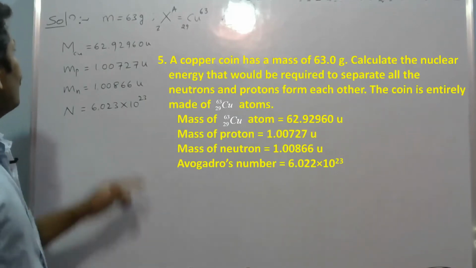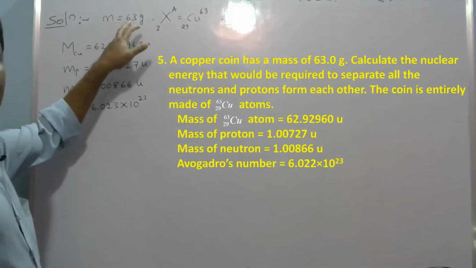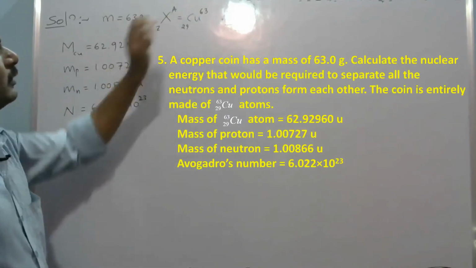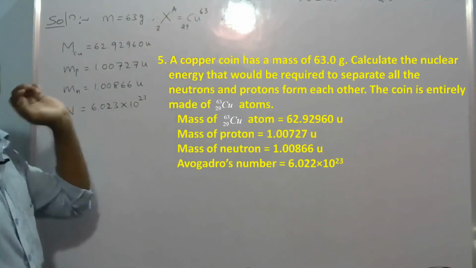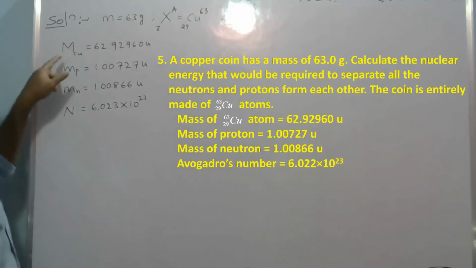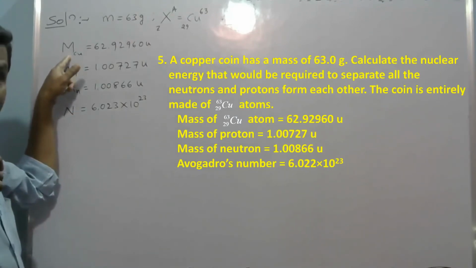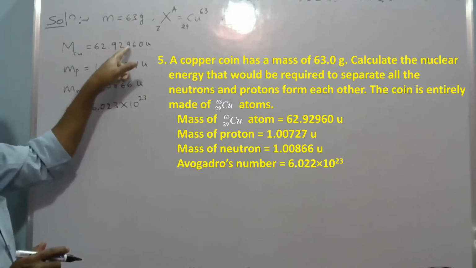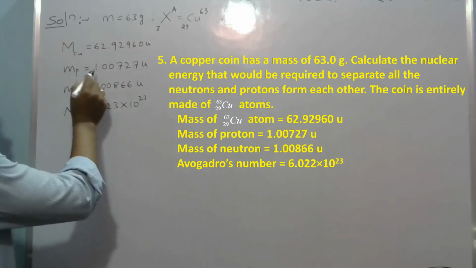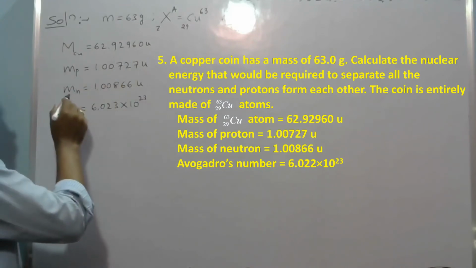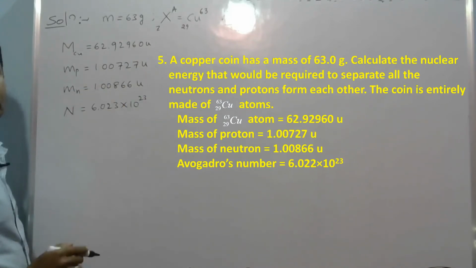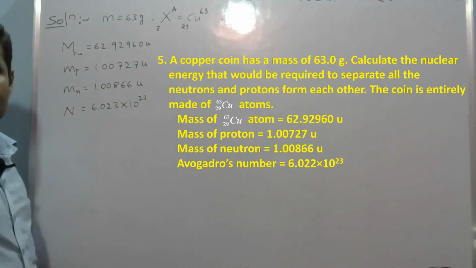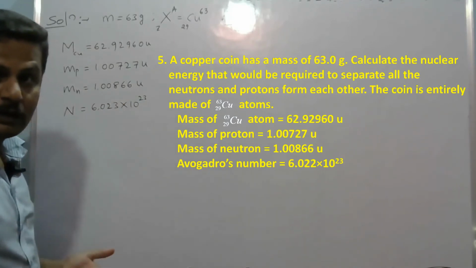In this problem, we have the mass of the copper coin as 63 gram, and here the mass number is 63, the atomic number is 29 for the copper, and the mass of a single atom of copper is 62.92960 U, the mass of the proton is 1.00727 U, the mass of the neutron is 1.00866 U, and the Avogadro number is 6.023 into 10 to the power 23. What is the question here? What do we need to find out here?